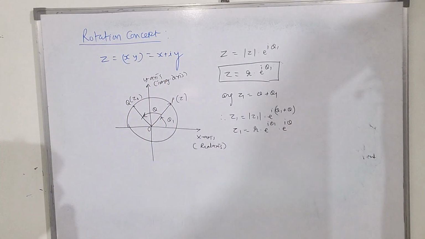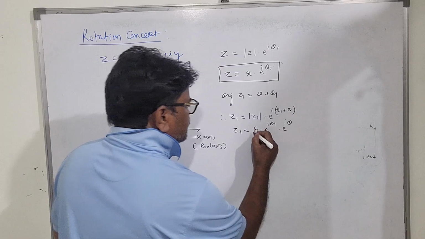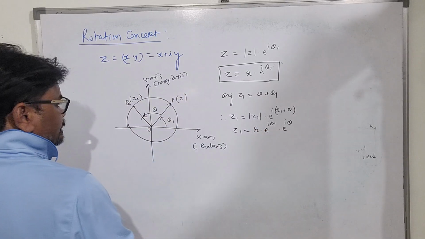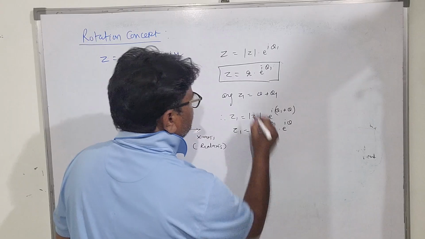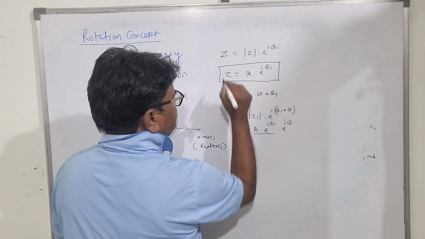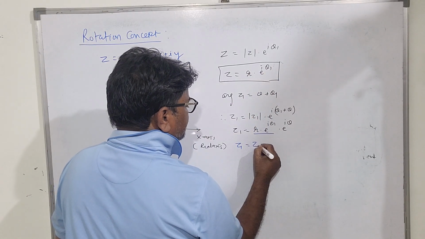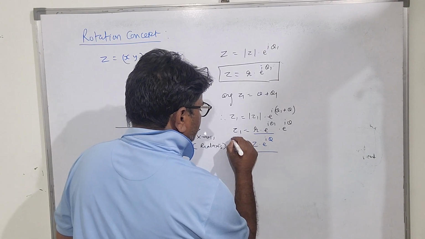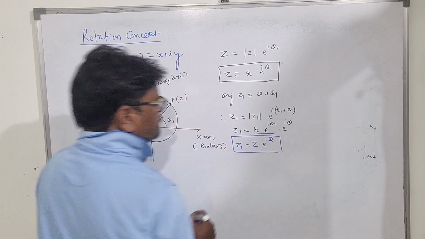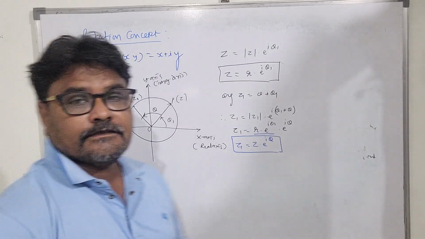Now look here. This r into e^(iθ1) is Z. So Z1 can be written as Z into e^(iθ). This is the important result to understand the rotation concept.